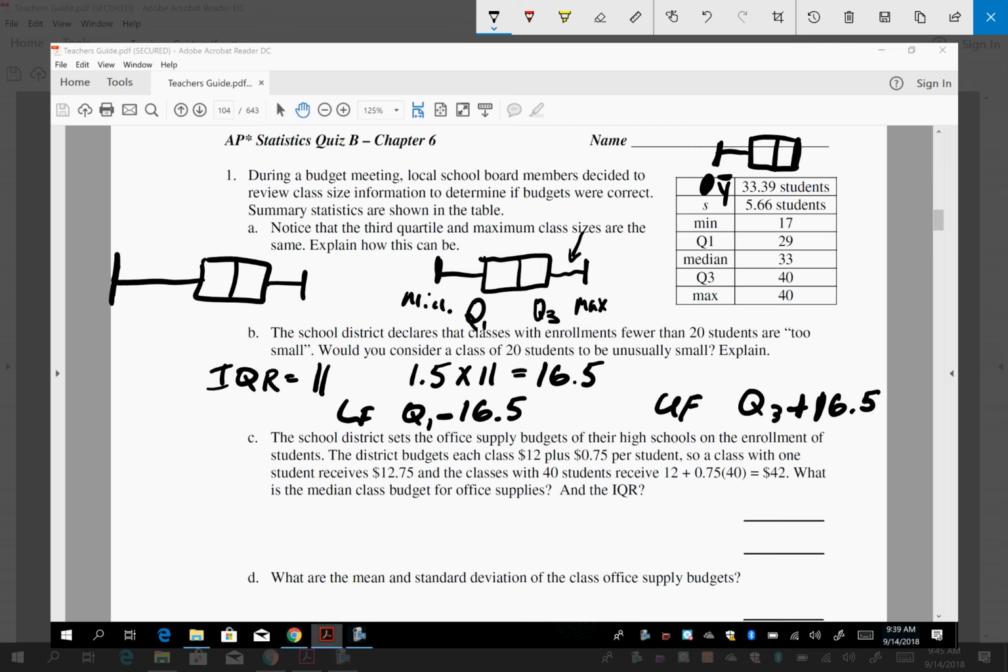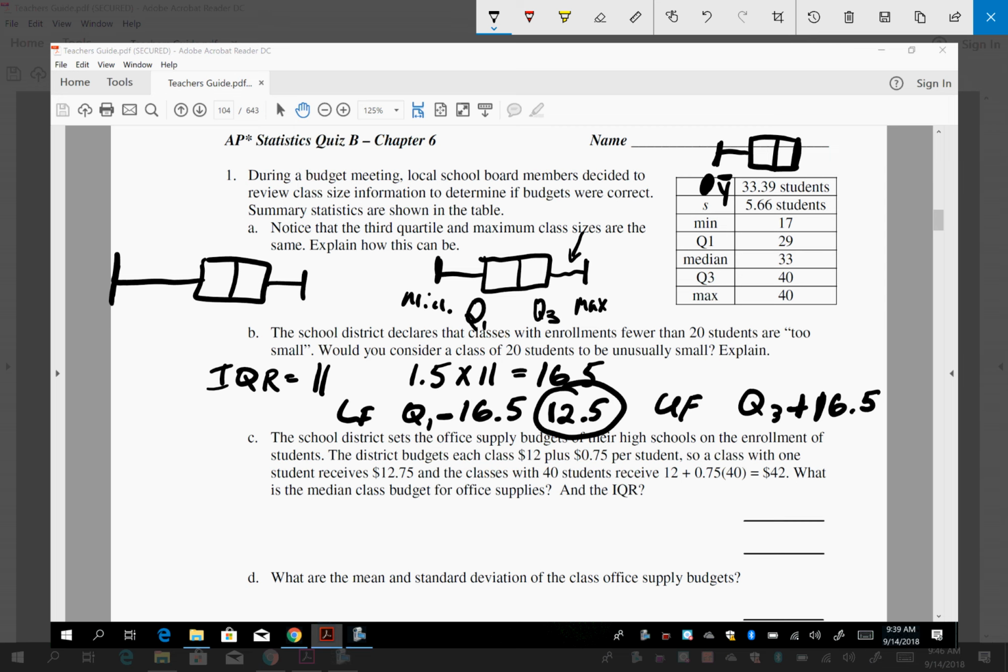So what is our lower fence? 29 minus 16.5 is 12.5. I'll circle that. So if we're asking ourselves, is 20 unusually small? Giuseppe's thought is, is 20 lower than the lower fence? To find the lower fence, you do quartile 1 minus that number. So the upper fence is quartile 3 plus the number.